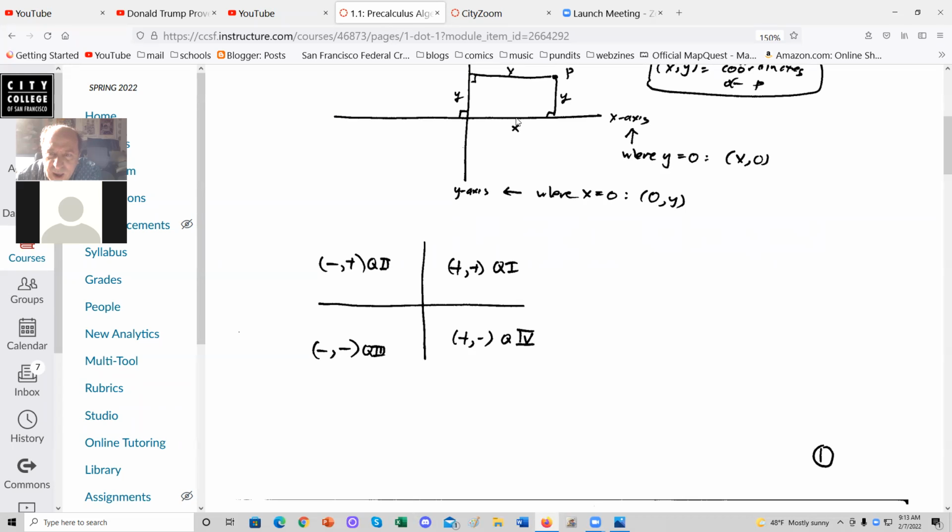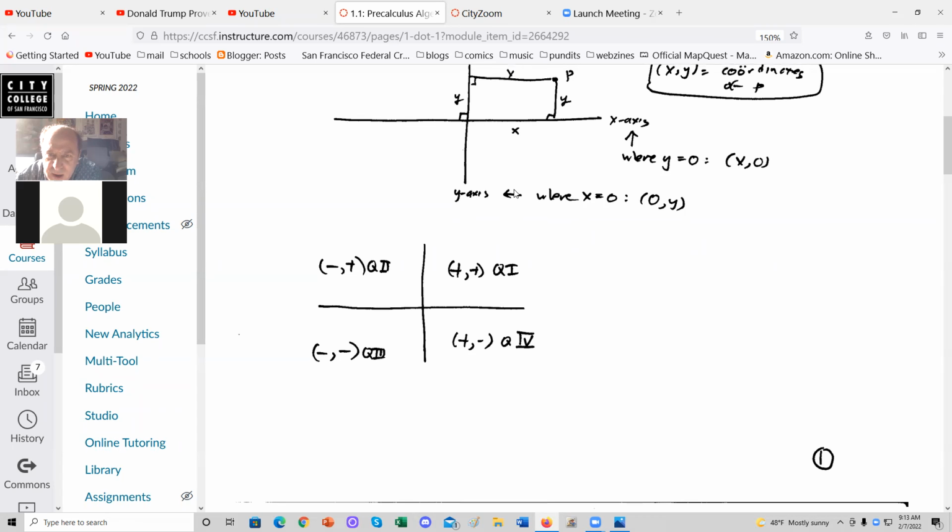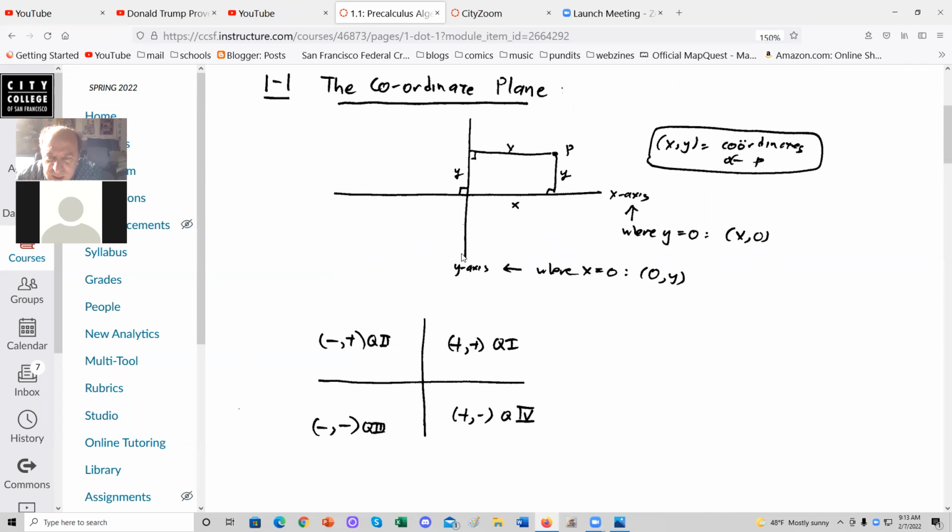On the x-axis, y is always 0. So these are the points x by 0. On the y-axis, x is always 0. So these are the points 0 by y.